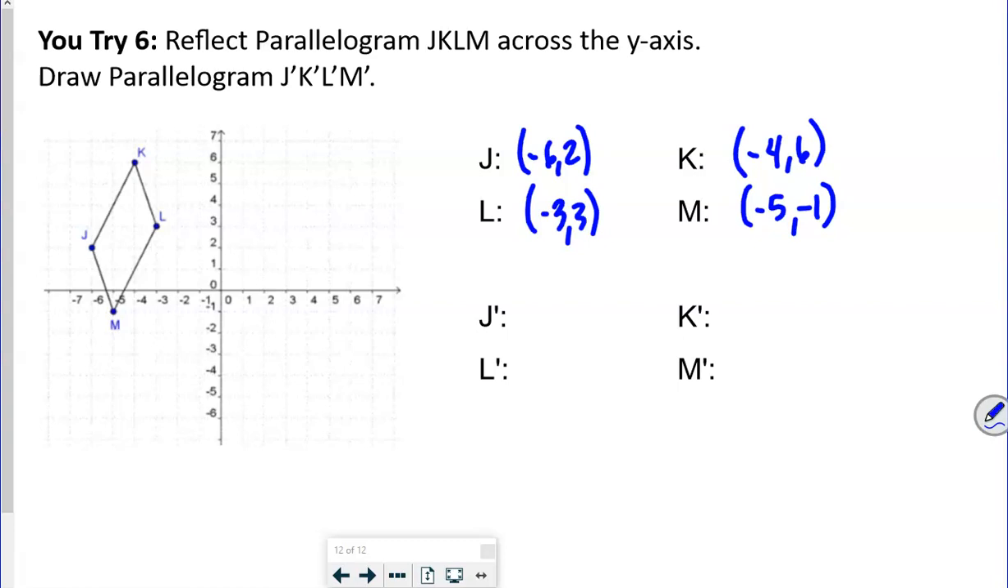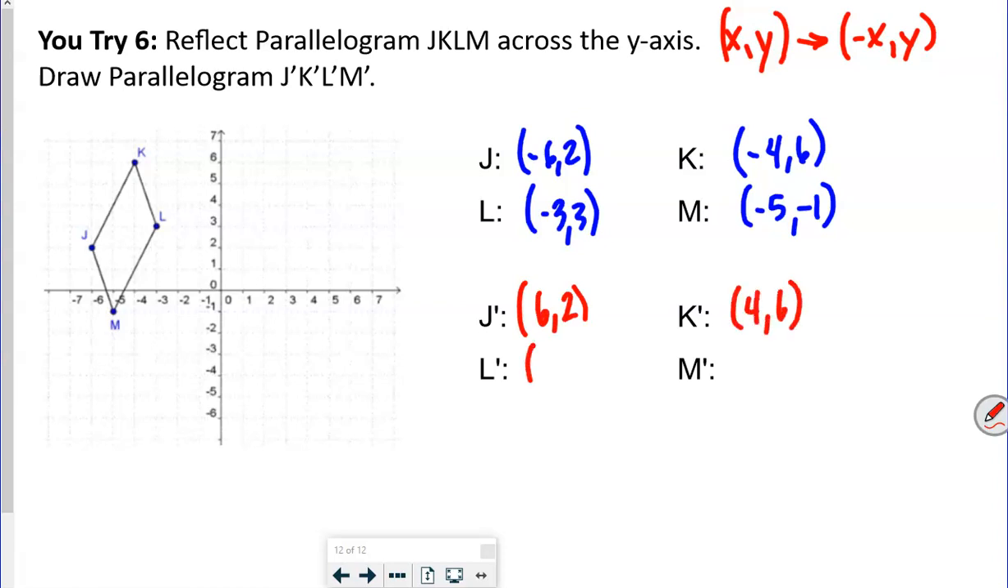So if you remember, what I said was, when we take our x, y, if we're reflecting across the x, then we're going to change the y. If we're reflecting across the y, we're going to change the x, right? So that means this is going to be negative x, y, because we're reflecting over the y-axis, right? So all we're doing for this one is changing the sign of our x value. Okay, that's all we're doing. So let's go ahead and write this here. This is going to be 6, 2. This one's going to be 4, 6. This one's going to be 3, 3. Again, we're just changing the sign. This one's going to be 5, negative 1.